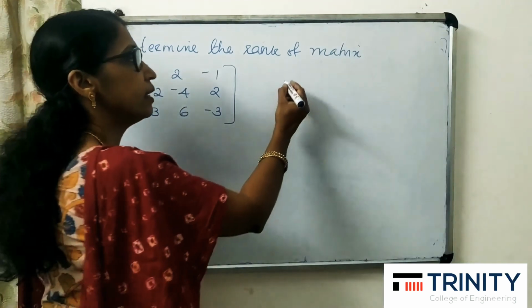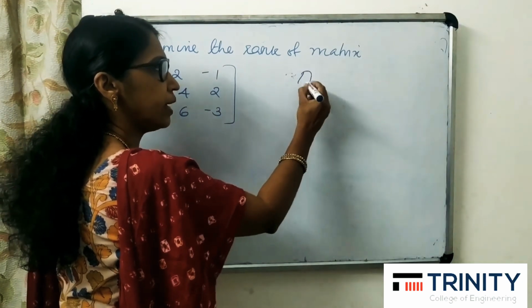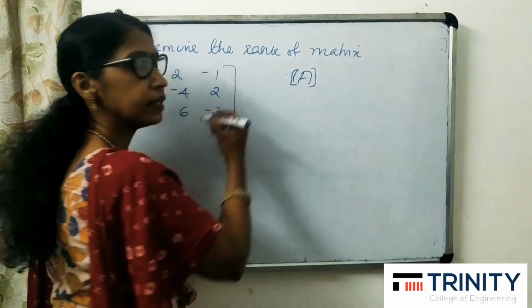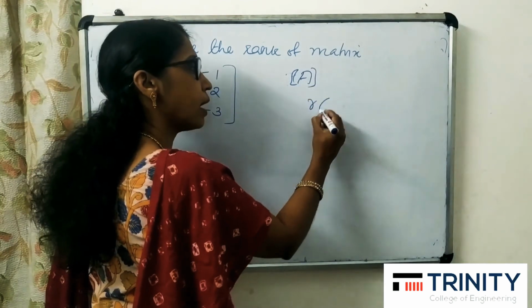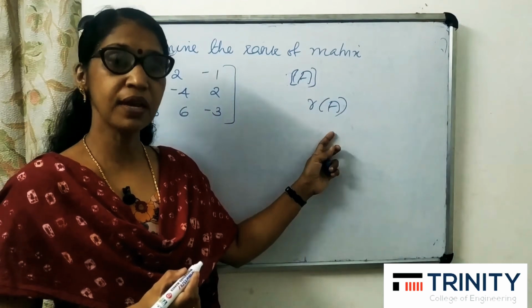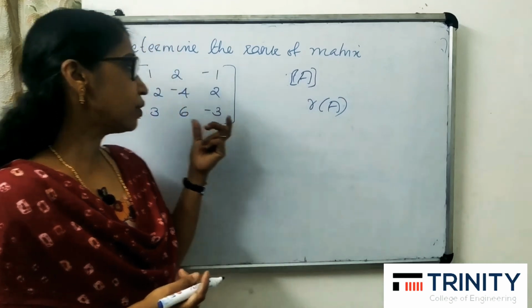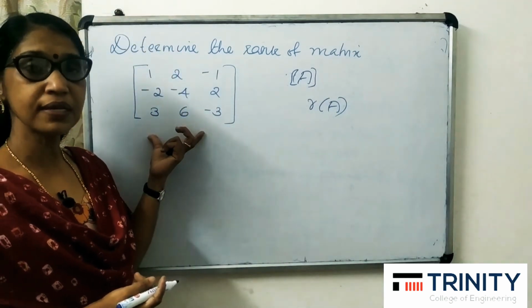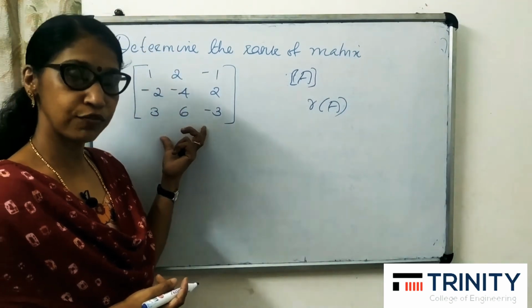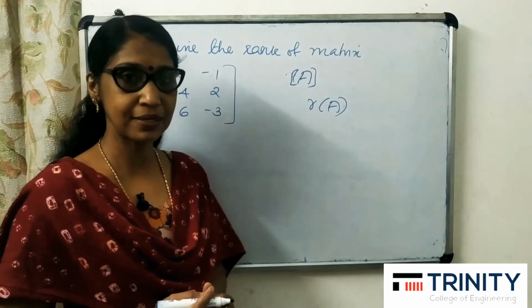Before that, this is a notation. If A is a matrix, then the rank of the matrix is denoted by R of A. This is the notation for rank of a matrix, and we know that the ranks of equivalent matrices are the same. So we are going to reduce this matrix to row reduced echelon form using elementary transformations. That is the first step.